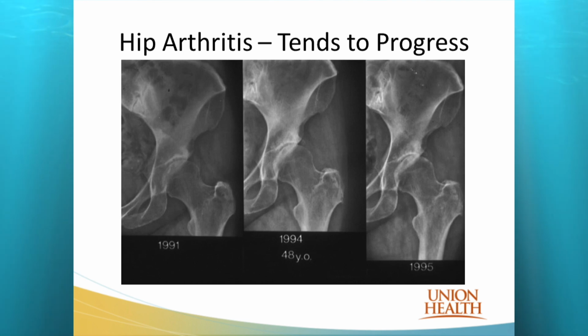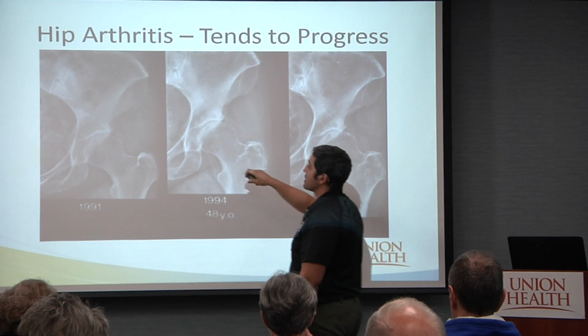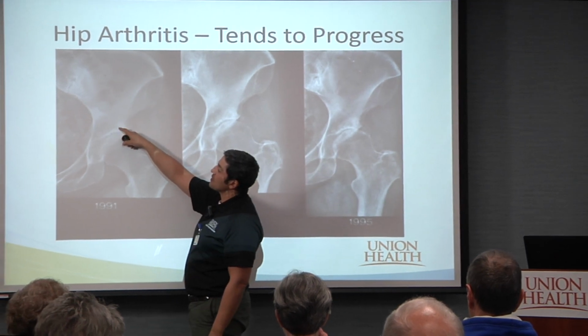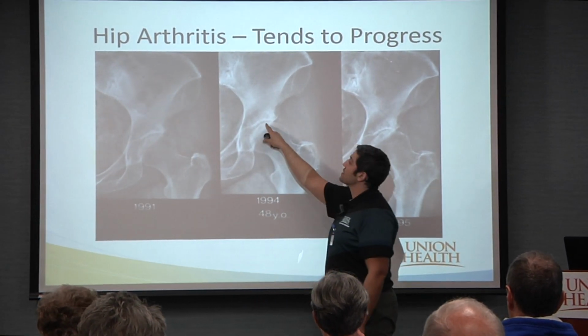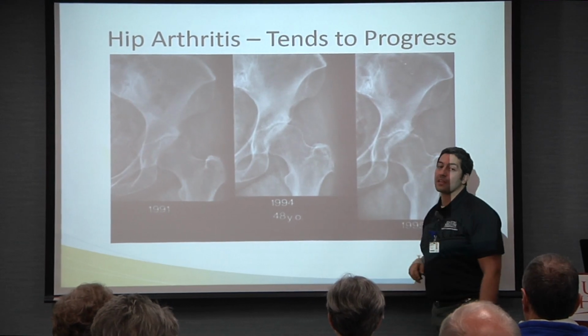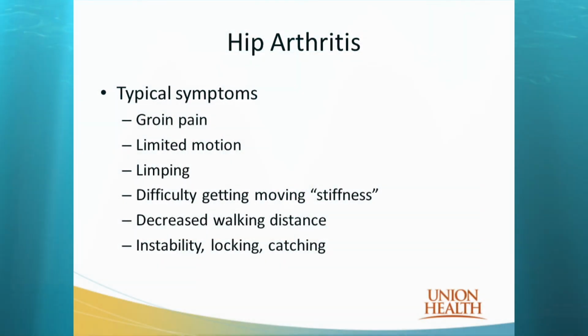If you take a picture of someone at different points in time, you'll see that almost 100% of the time hip arthritis is progressive. It gets worse. You have a little bit over here, and we're looking primarily at the area between the end of the ball and the top of the socket there. You can see it slowly dissipate until almost nothing, just within a few years' time.